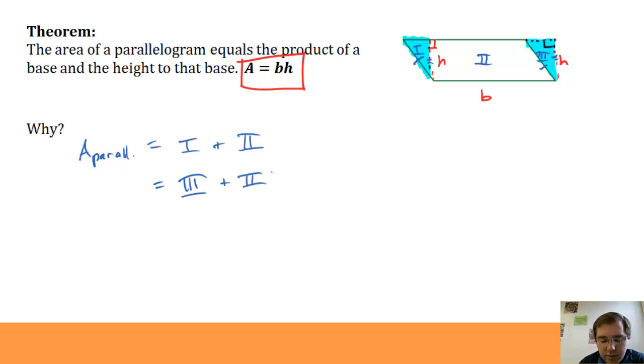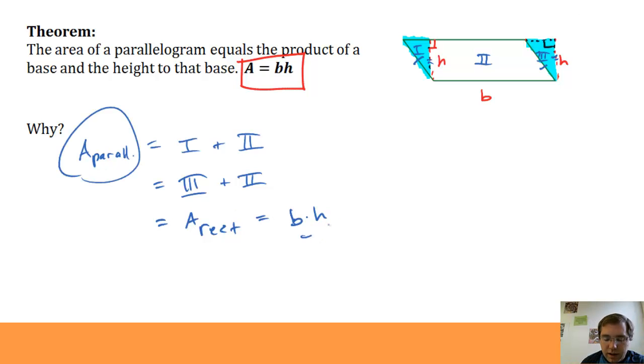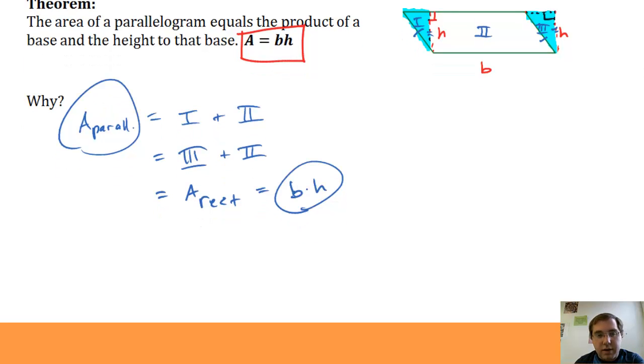So the area of the parallelogram could also be written as area 3 plus area 2. But area 3 plus area 2 is the area of a rectangle, which is going to be base times height, b times h. So that's why the area of a parallelogram is simply the base times a height to that base, because I can take that parallelogram and sort of transform it by shifting things around to look like a rectangle and get the same formula. So that formula actually follows from the theorem for a rectangle.